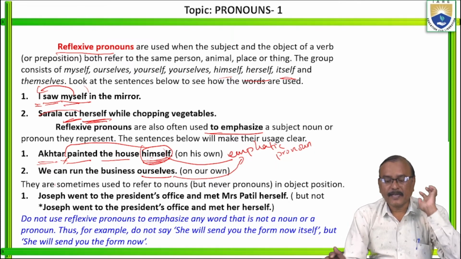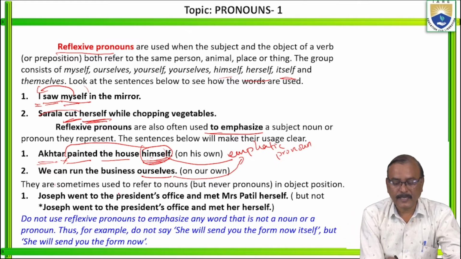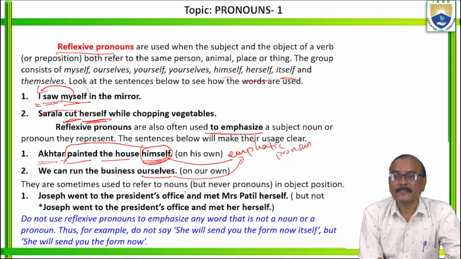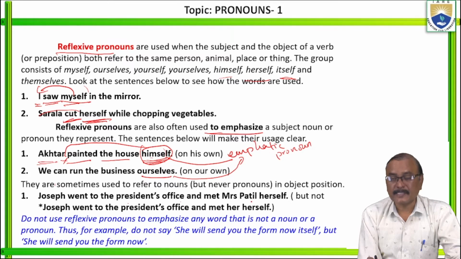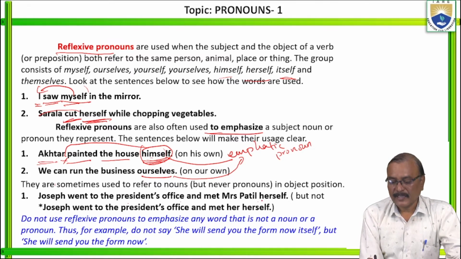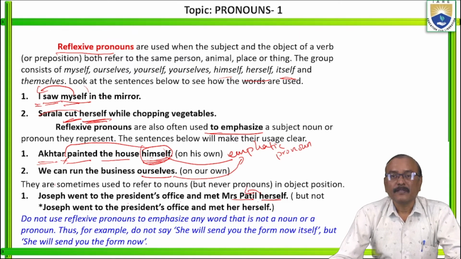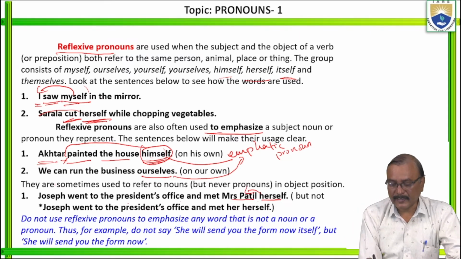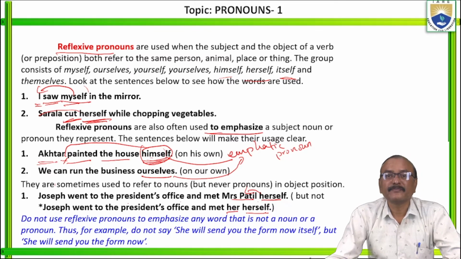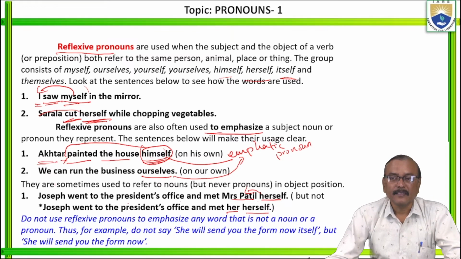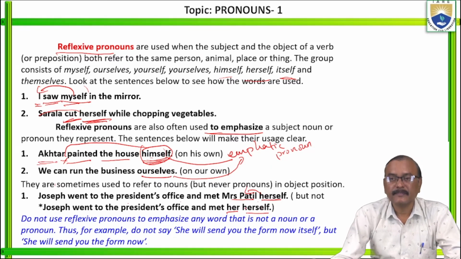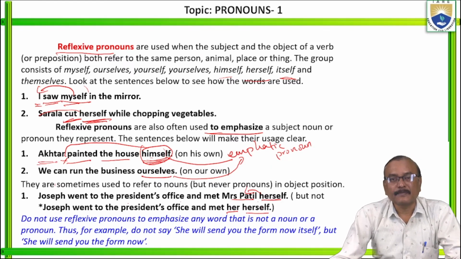Next. They are sometimes used to refer to nouns in the object position also. Joseph went to the president's office and met Mrs. Patil herself. Here this herself is emphasizing the object also. Is it clear? So sometimes it will emphasize the object also.